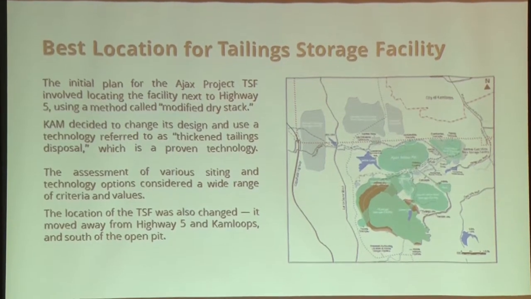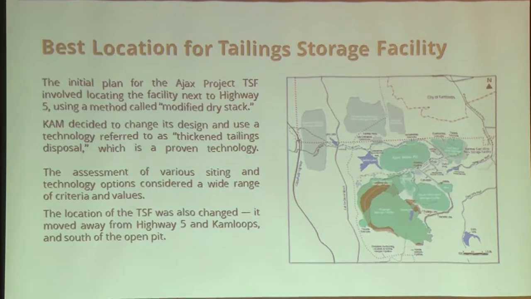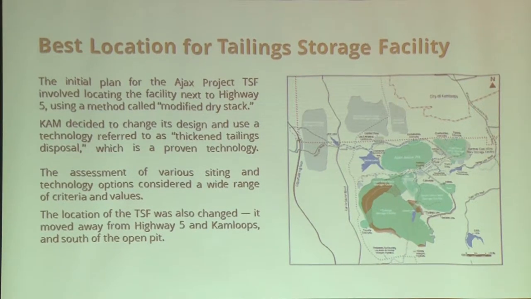Just a little more on why we moved away from the dry stack. It's not really a proven technology at the throughput that Ajax is planning of 65,000 tons per day. And there is a lot of activity to haul those tailings and to place them.